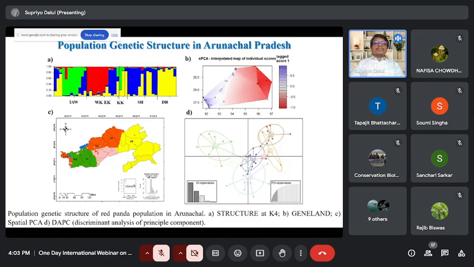So this is called structure analysis. Each bar represents a single individual. So if we follow this, we can see there are at least 4 different populations. Each color represents a different population. So blue, yellow, green, and red. So 4 colors means 4 different populations exist in the total landscape of Arunachal Pradesh.